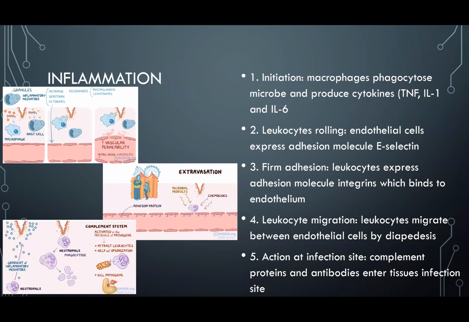Number 3 is firm adhesion. Leukocytes express another set of adhesion markers called integrins, which bind them onto the endothelium. Number 4 is leukocyte migration or movement. Leukocytes migrate between endothelial cells to the infection site by the process of diapedesis. Number 5 is action at the infection site. Leaky capillaries allow complement proteins and antibodies to enter the tissue site of infection. Here we've illustrated the process of inflammation also through diagrams.